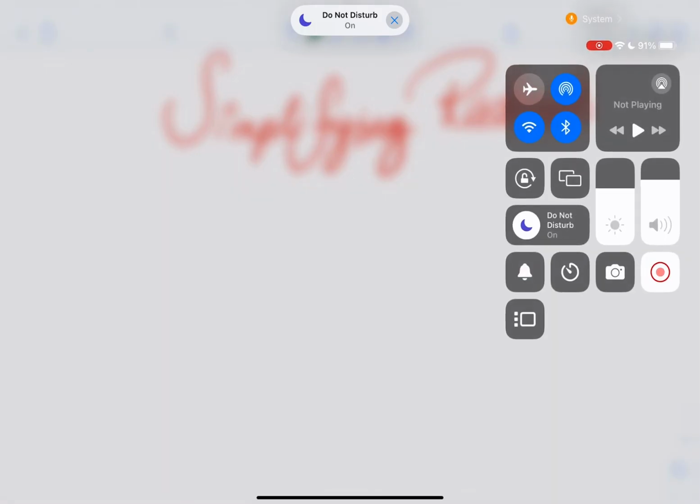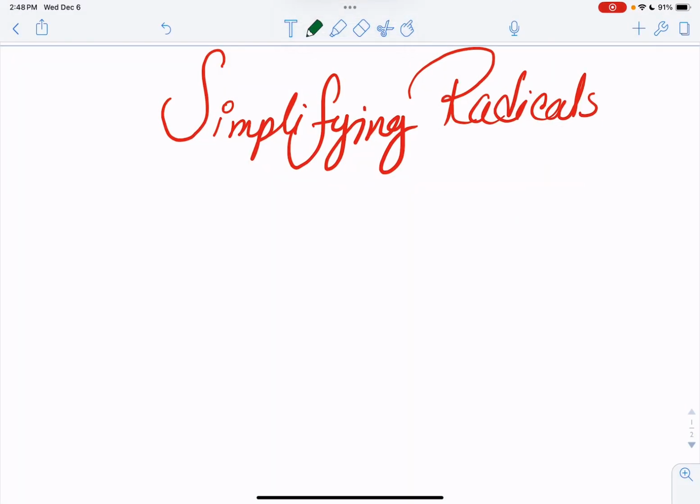Hello everyone, today we are going over simplifying radicals. Simplifying radicals is something that we have done when we were in Algebra 1 and also a little bit when we were in geometry, and it also comes back for us in Algebra 2. So let's say you were given radical 45.